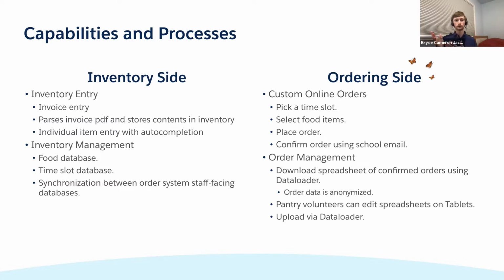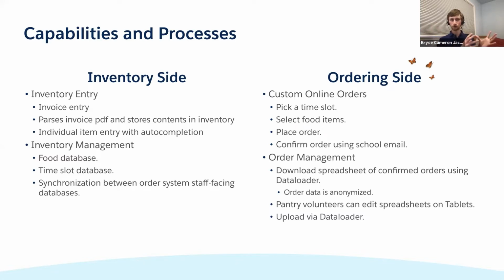And then on the ordering side of things, like I mentioned, we wanted to reduce the line and serve more patrons. So we made a custom ordering system. So students at UC Davis who need to get food can pick a time slot when they'll come in. So we know how many people are going to come in and when. They can select food items. They can select anything that we put in our inventory database. So anything that they would normally be able to pick up should be available online for them to select.